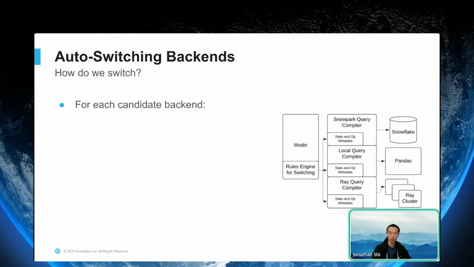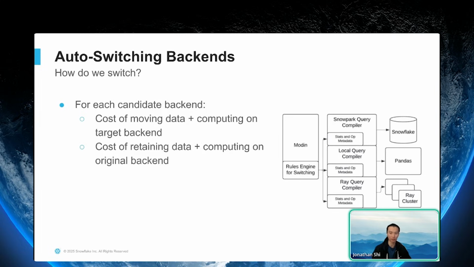So in order to determine whether we should switch between different computation backends, we essentially do this computation for every single candidate backend. We look at the cost of moving data between backends, and we look at the cost of computing the data on a particular target backend. We then compare this to the opportunity cost of not moving the data, of keeping it on the original backend and performing the computation in that same location. And at the end of the day, we just choose whichever backend minimizes the sum of this total cost.